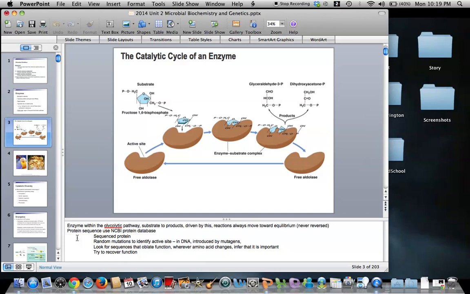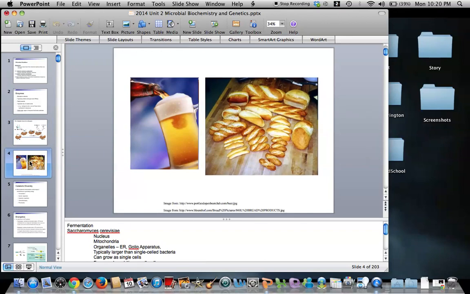You can go into NCBI and, once you get the protein sequence, you can introduce random mutagenesis to find what parts are important for function, then you can try and recover said function. That is the basic way to do that experiment.